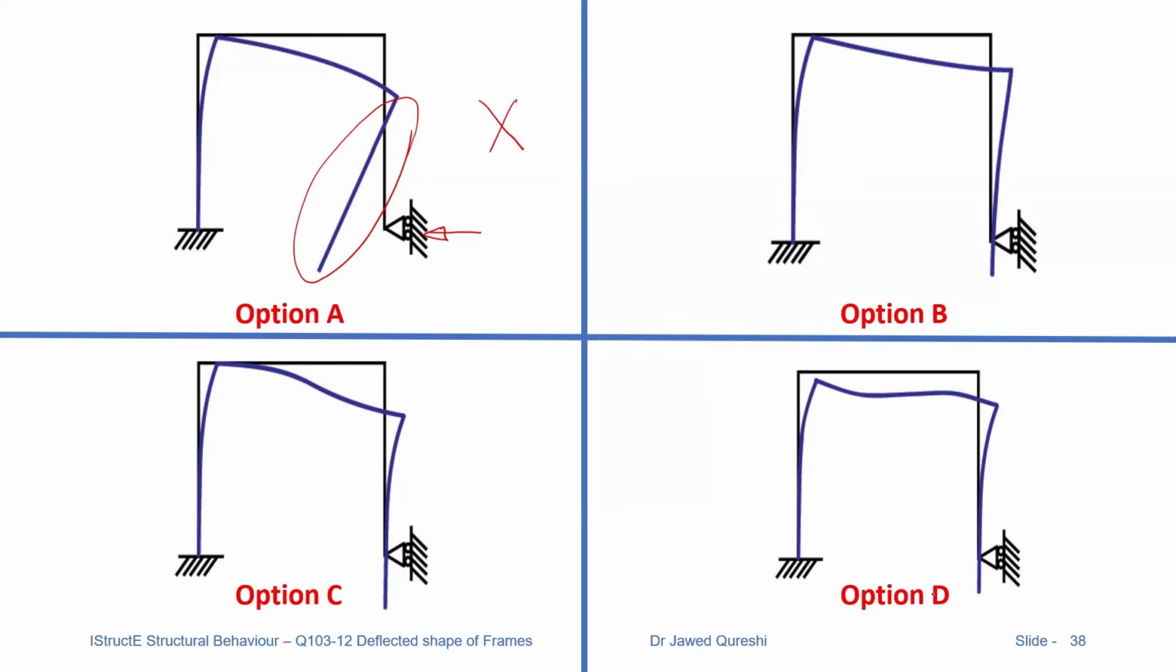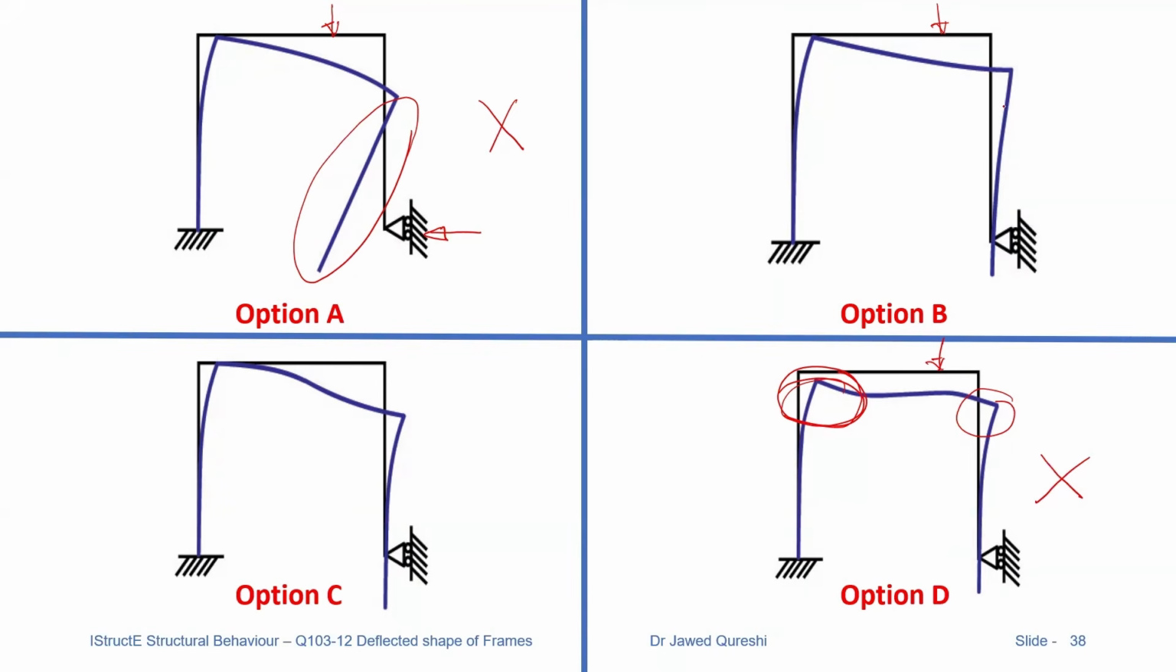And then I will move to option D as well. Option D is incorrect as well, because when we are applying loading off center over here, this will not cause the shortening in the columns. The shortening will not happen. So that's the reason this option is incorrect.